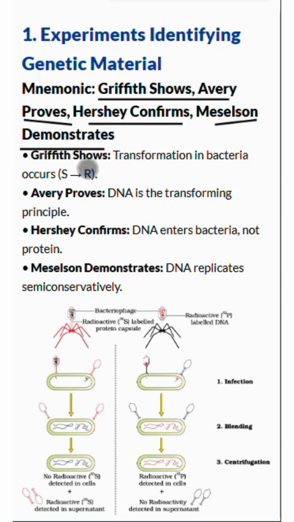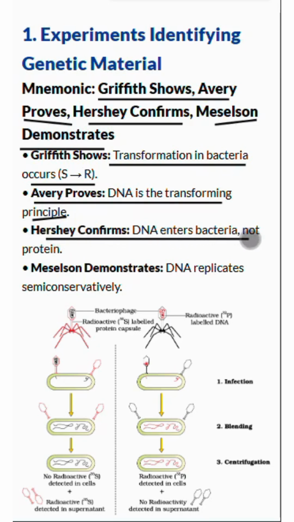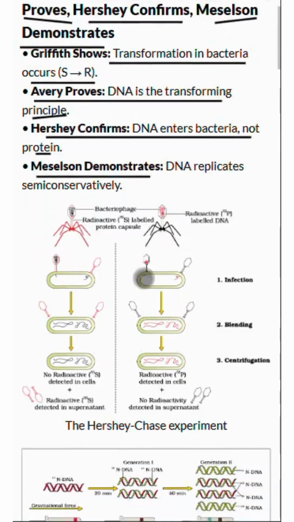Specifically, Griffith showed that transformation in bacteria occurs where the S strain transforms the R strain. Avery proved that DNA is the actual transforming principle. Hershey confirmed that DNA enters the bacteria, not the protein. And finally, Meselson demonstrated that DNA replicates semi-conservatively.